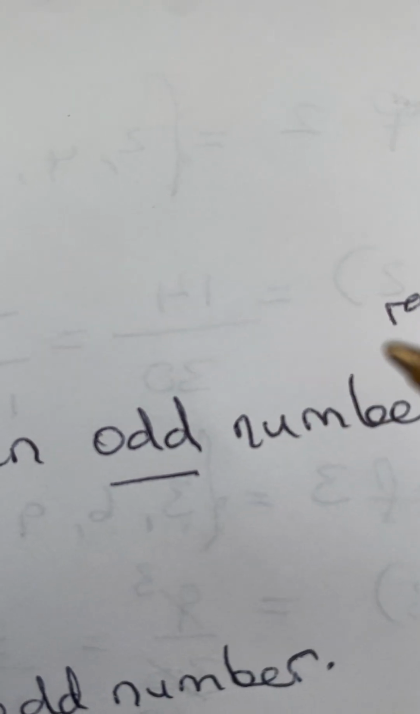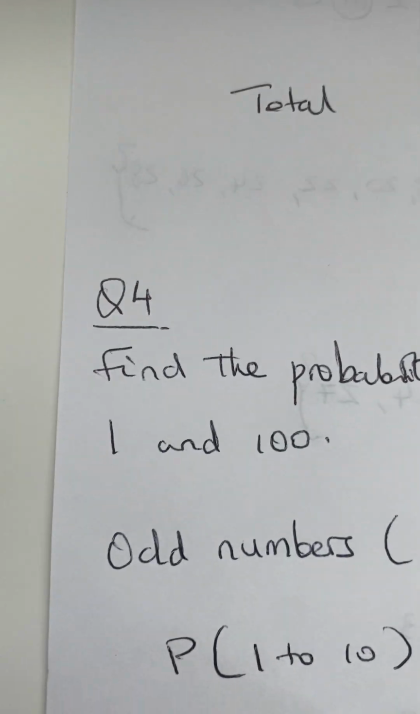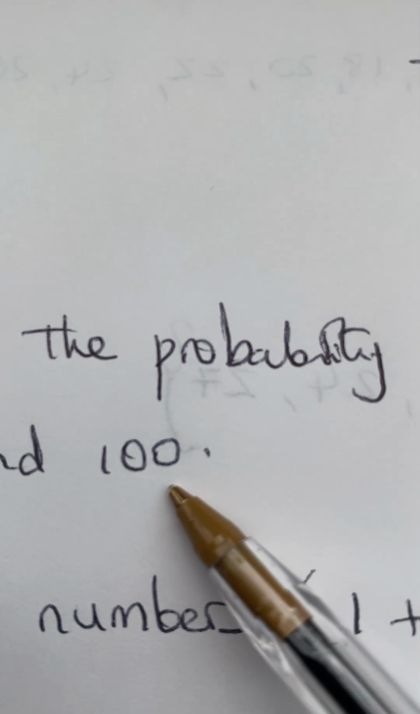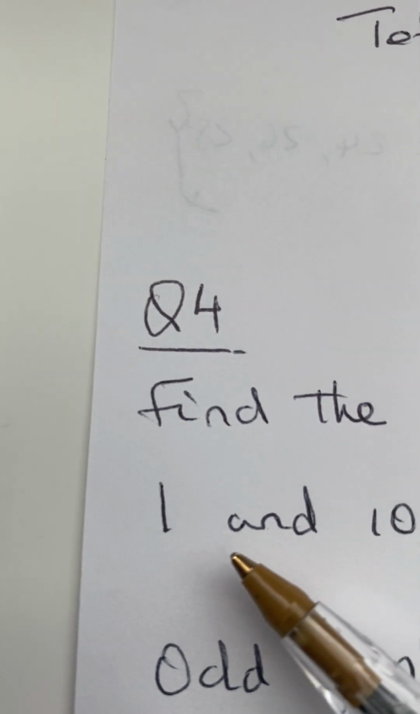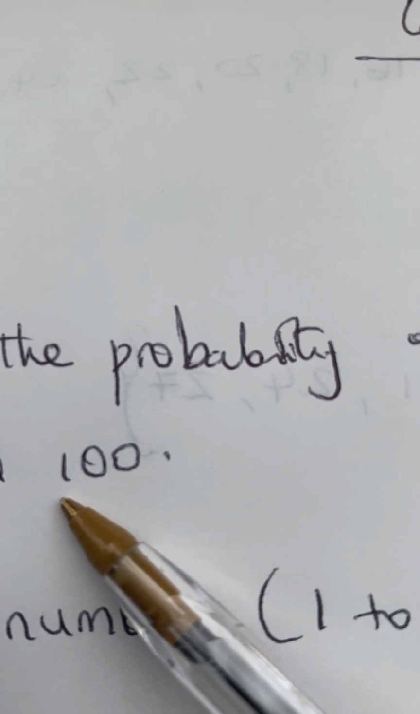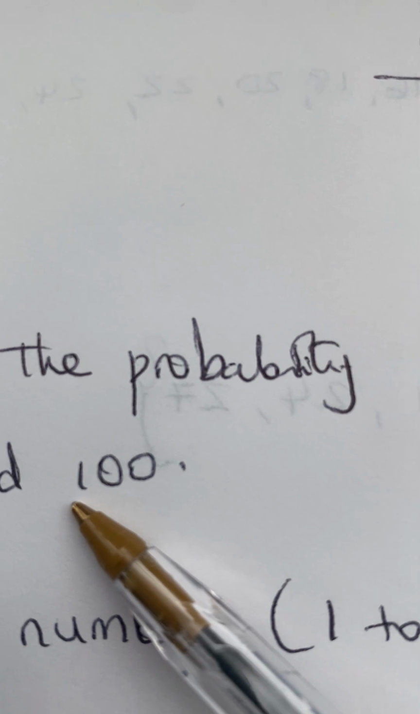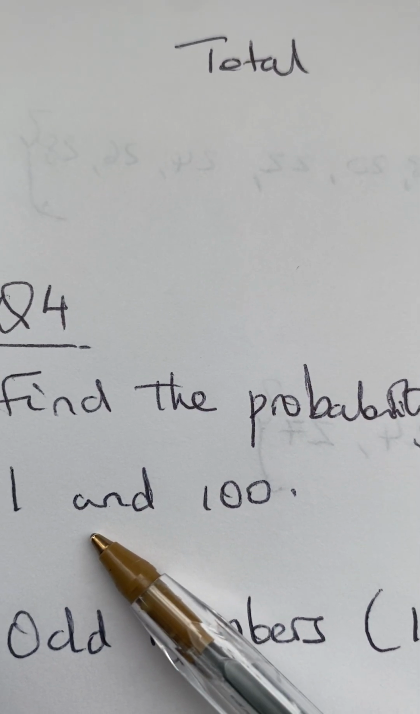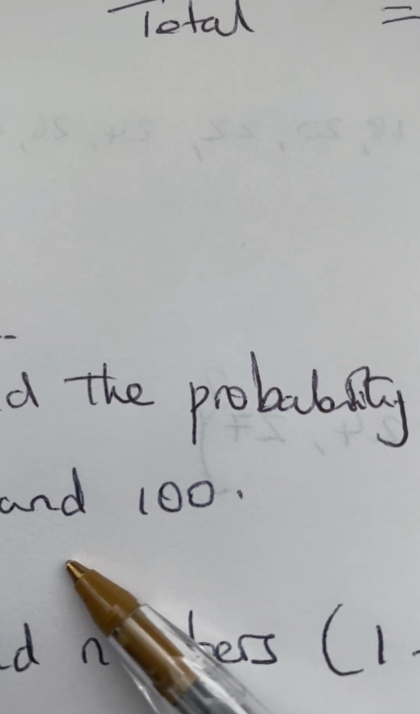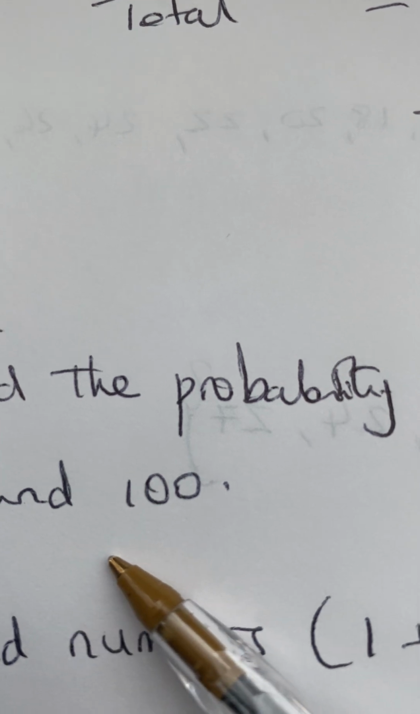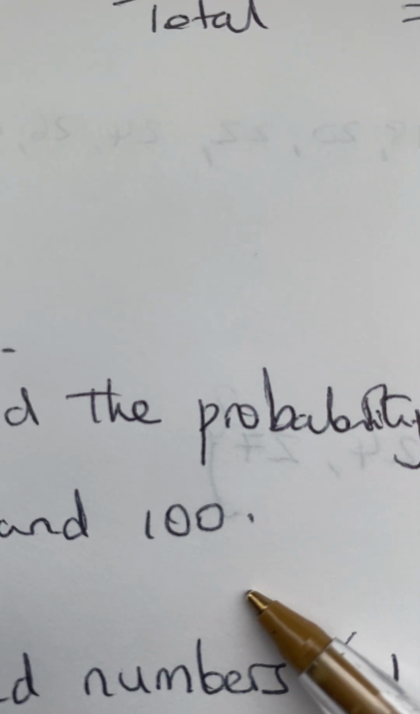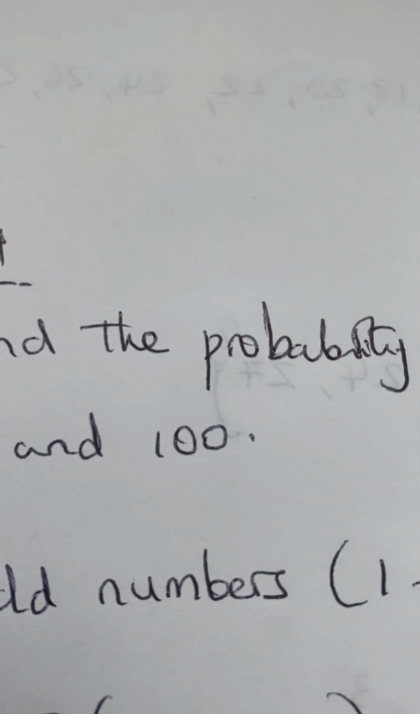We know what an odd number is. Now it says between, so 1 is not involved, 100 is not involved, so our odd numbers should start from 2 up to 99. But we know that 2 is an even number, 3 is an odd number, 5 is an odd number, 7 is an odd number. So we know what odd numbers are.